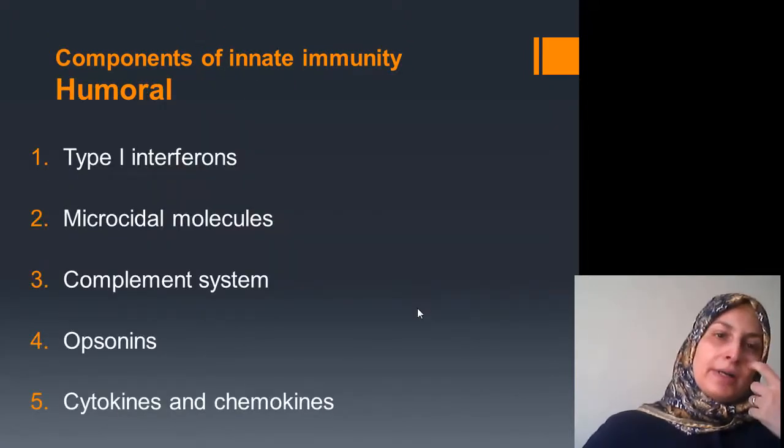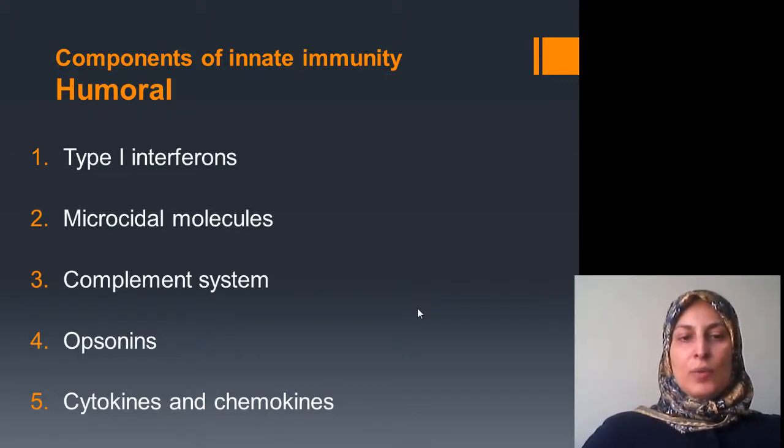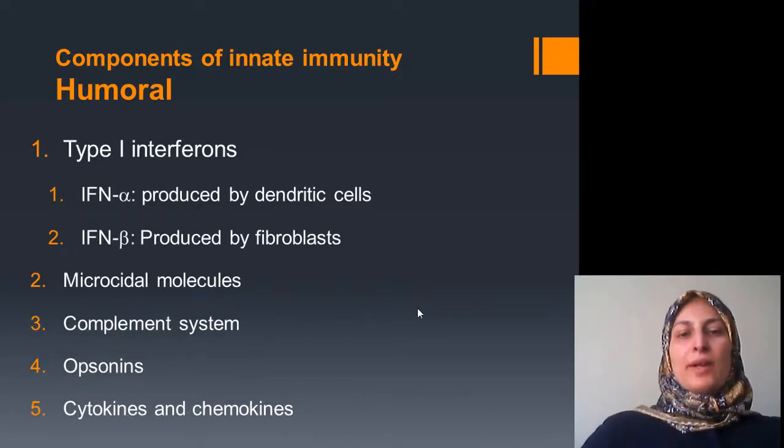Moving to the second part, which makes up most of this lecture today, the humoral part of the innate immune response. This involves type 1 interferons, microcidal molecules, the complement system, opsonins, cytokines, and chemokines. We are going to talk in more detail about these components of the humoral innate immunity, starting with type 1 interferons.